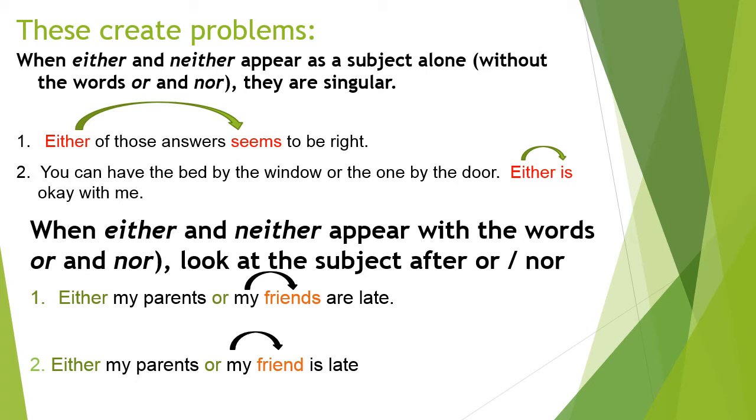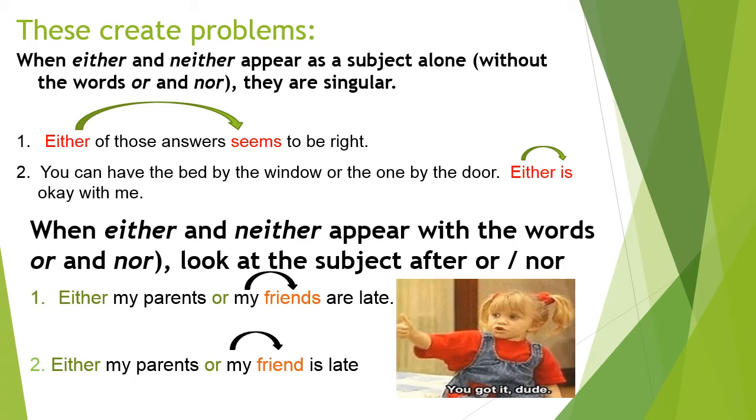For example, either my parents or my friends. How many friends? Many, so I use are. Either my parents or my friend. How many friends? One, so I use is. Okay? This is a bit confusing, but it is nice. So please pay attention to that. Either and neither alone, always singular. Either with or, neither with nor, you look at the second subject, or what comes after or. Singular, singular, plural, plural. Okay?